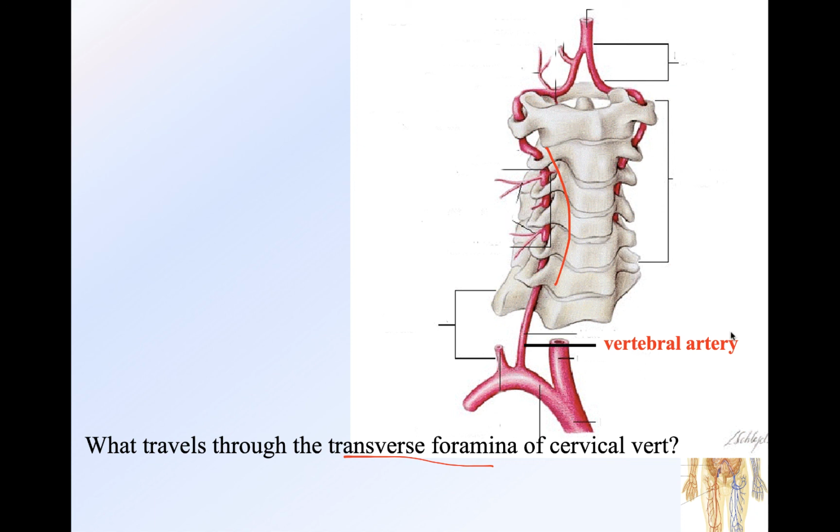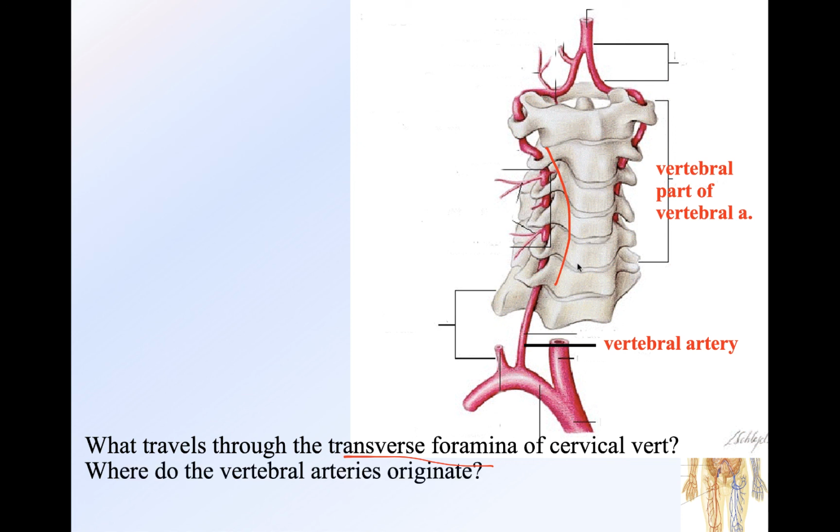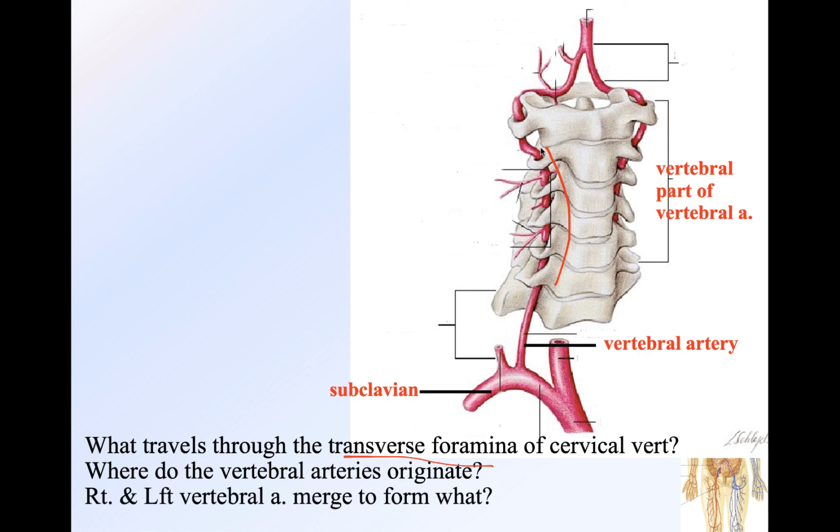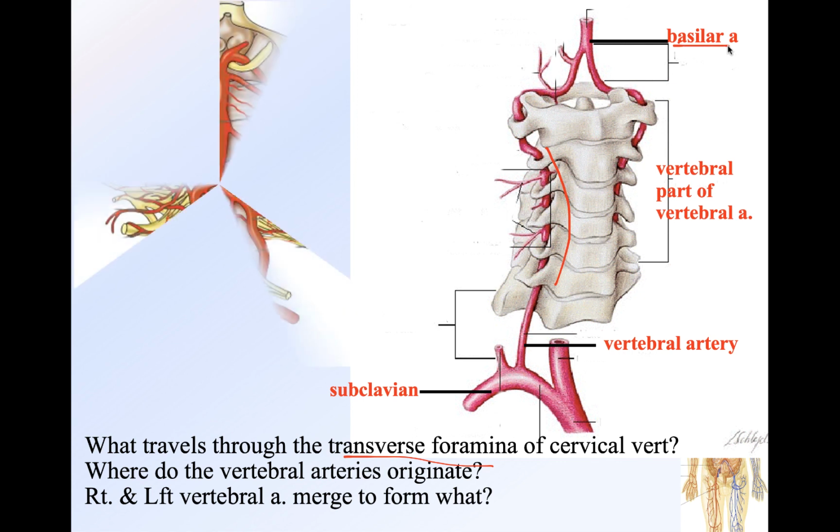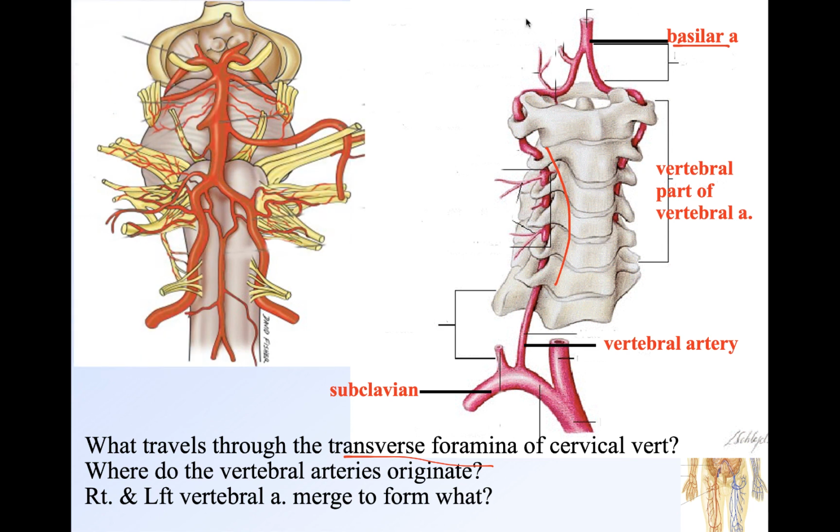And so this is the vertebral artery, which is arising from the subclavian artery. This is the vertebral part of the vertebral artery. Okay, and again, as I already said, they originate there at the subclavian. Well, as we get up into the brain, they're actually going to merge to form what's called the basilar artery. Now, unfortunately, this is not named after a bone or a region of the body. So you just kind of have to keep in mind that that is the basilar.